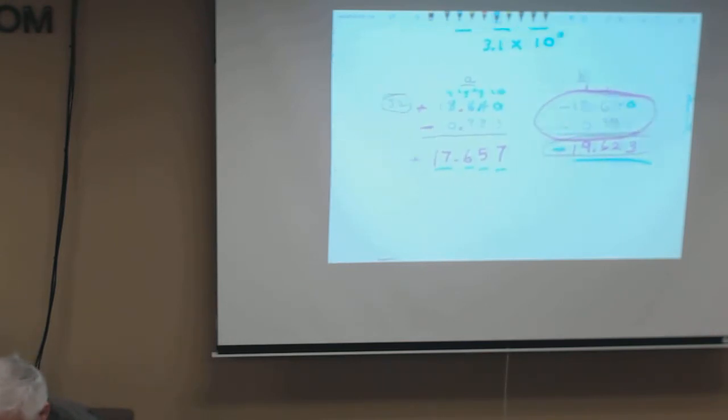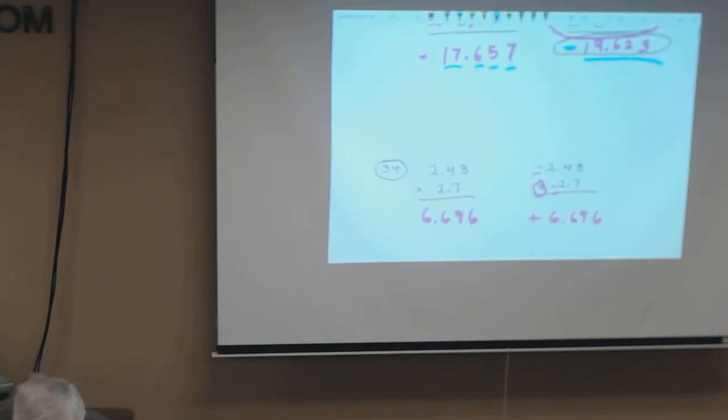All right, number 34. 2.48 times 2.7. I know we could do that the long way, but I just don't feel like doing it right now. 2.48 times 2.7. So that's why I have a little calculator. 6.696. There you go. So you say, you didn't show your work. Okay, so I used a calculator.